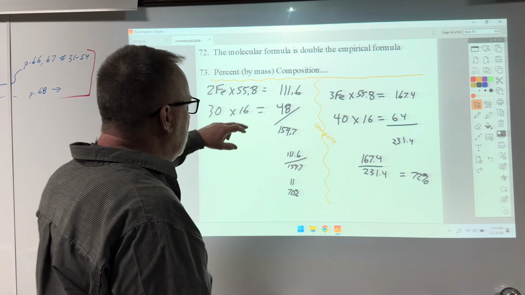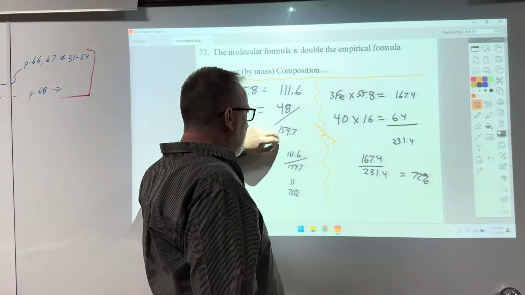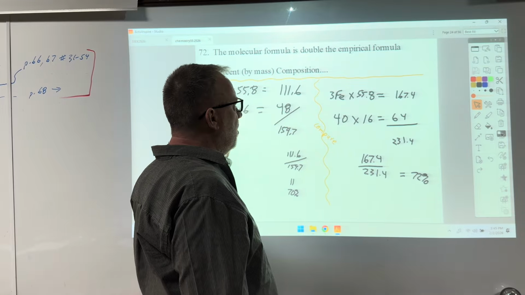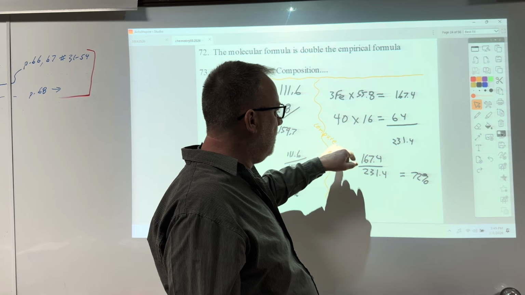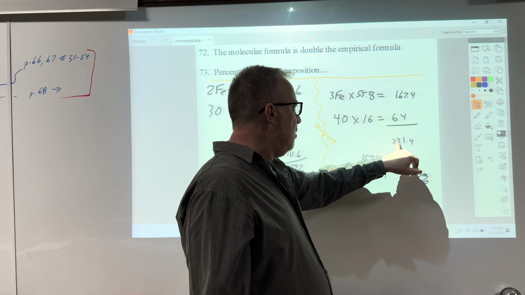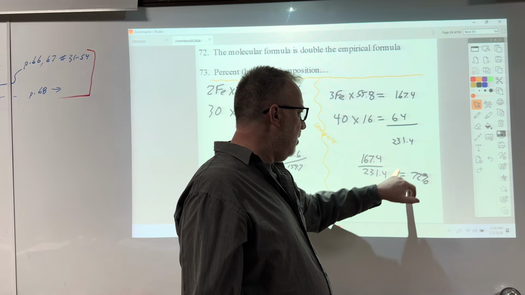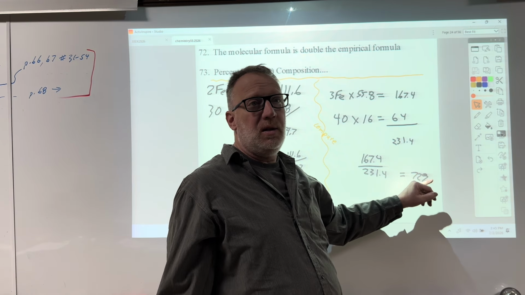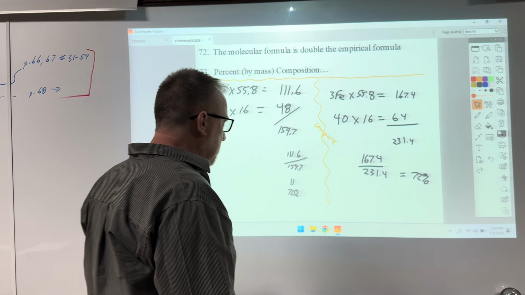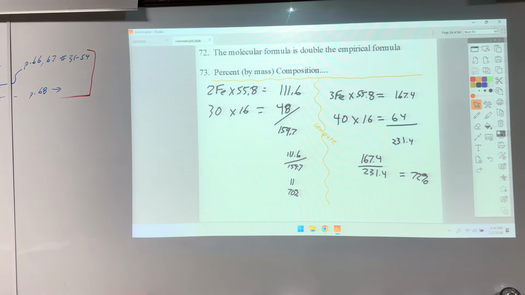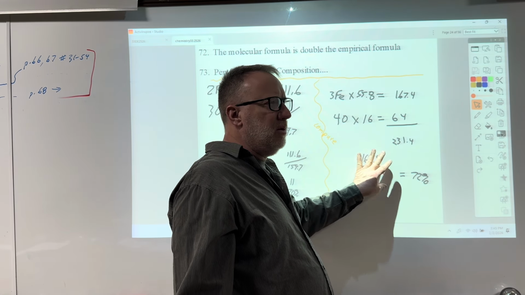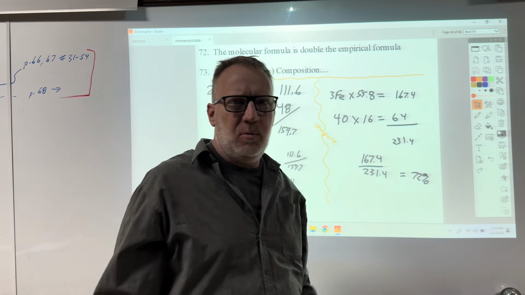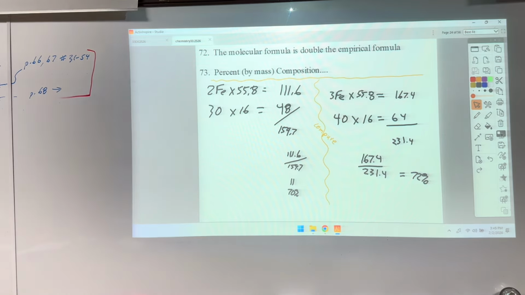Okay, so if I take 111.6 divided by 159.7, we don't need to worry about the oxygen. That's 70%. Here, 167.4 divided by 231.4 is 72%. So this one's a little richer. And we could use that. So if you had a choice, all other factors being equal, you'd mine this stuff because the percentage is a little higher, a little richer.